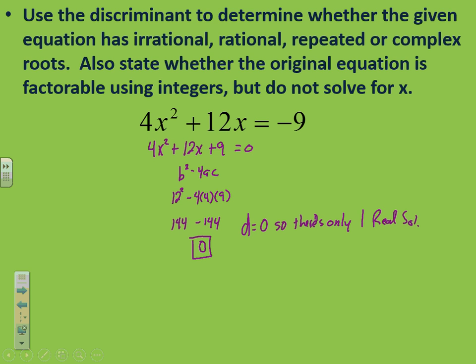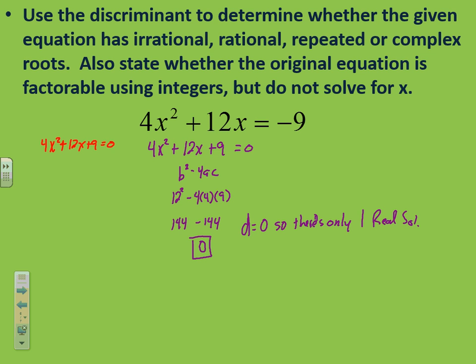Now, again, this is not necessary. I'm not going to be asking you to do this on your assignment, but I want you to just not take my word for it. Let's prove why it is factorable and that it only has one factor in this case. So 4x squared plus 12x plus 9 equals 0.